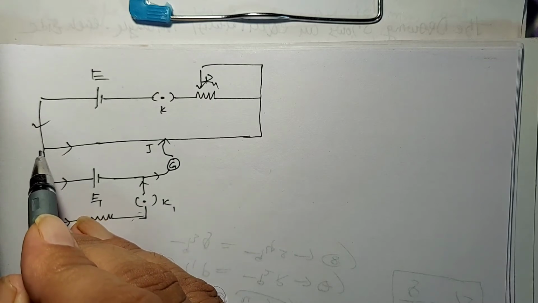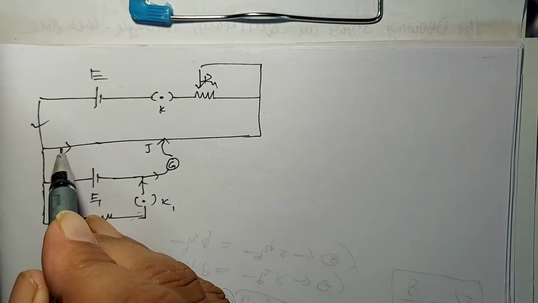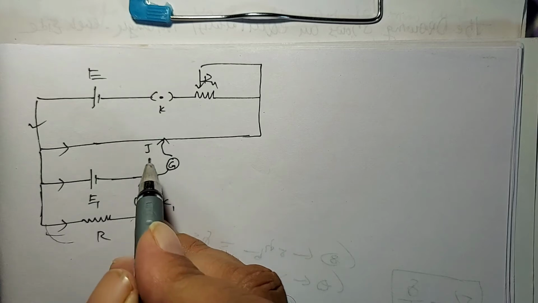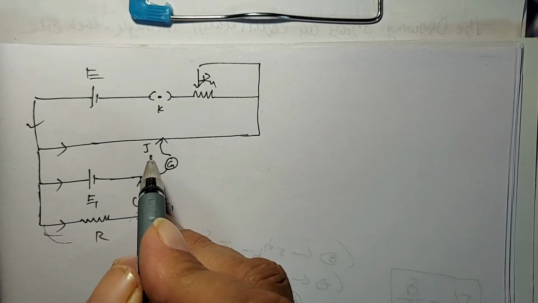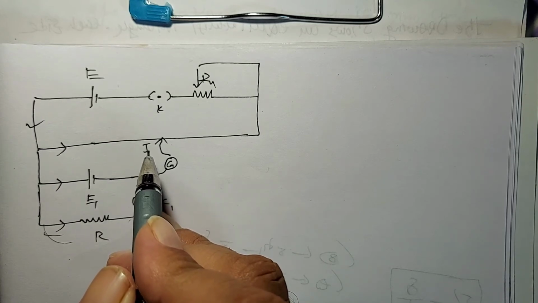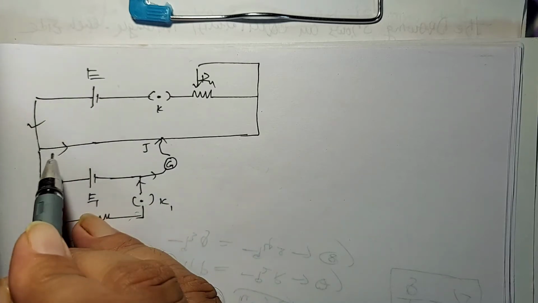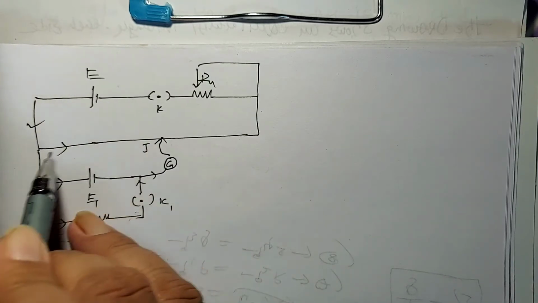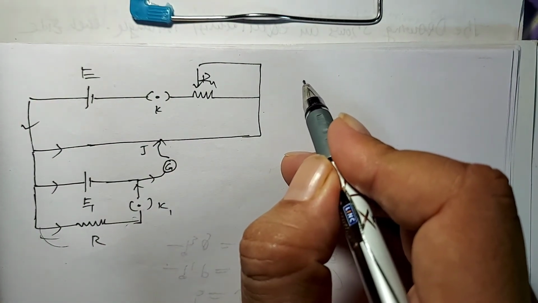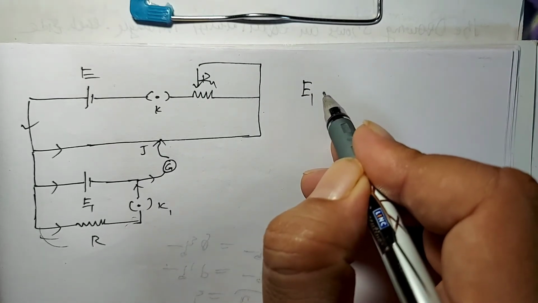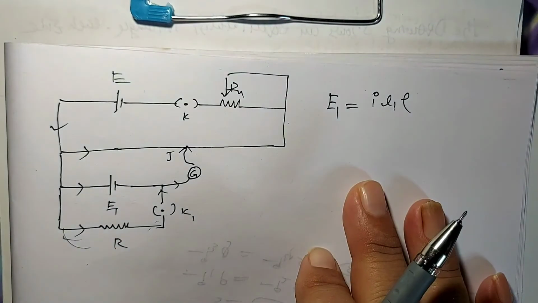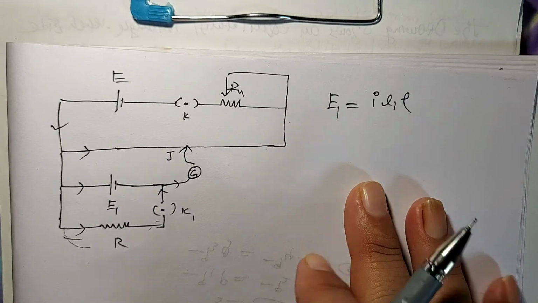Place the jockey at one end of the wire and press different points on the wire with the jockey until the deflection in the galvanometer becomes 0. Once the deflection is 0, measure the balancing length between these 2 points on the wire. In this situation, the EMF of the cell E1 is balanced by the potential difference between the 2 points.